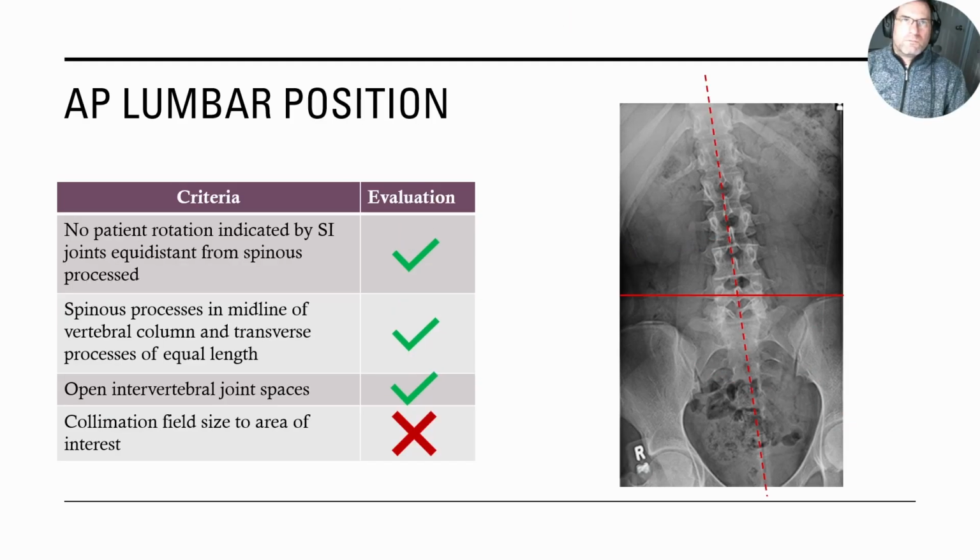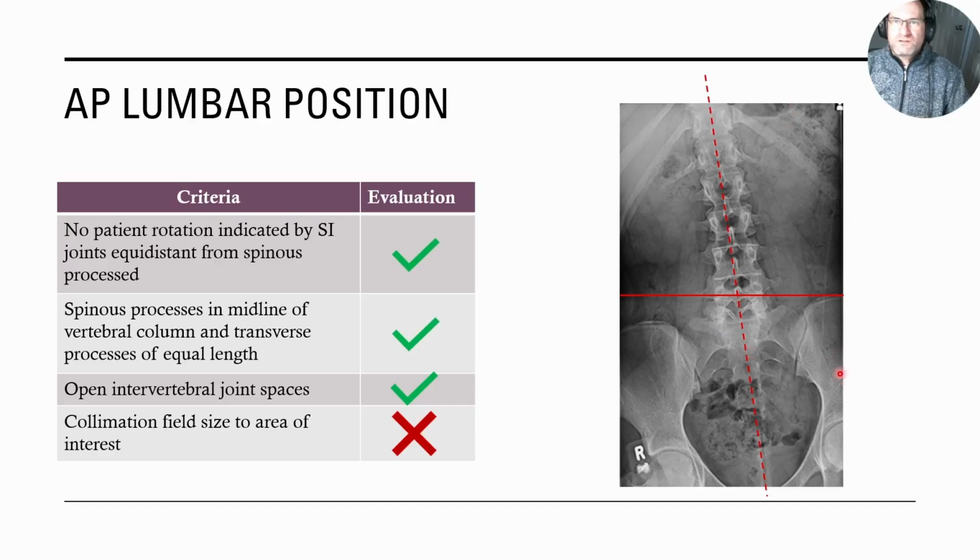Our AP lumbar positioning, we don't have any rotation indicated by the SI joints being equal from the center of the spinous processes. Our intervertebral joint spaces are open throughout here from our L1 all the way down to our L5. And the only thing that I said was not very good in here was the collimation.